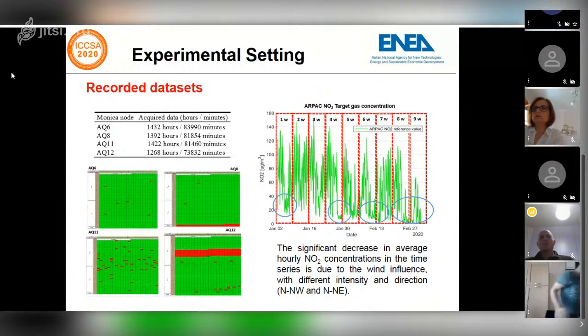In the figure on the right, we can see the NO2 concentration behavior, the target gas concentration provided by the ARPAC station, and it is possible to observe the specific events highlighted by the ellipses. We can see a significant decrease in average hourly NO2 concentration due to the influence of winds with different intensity and direction. This can influence the performances because we have a very low concentration value, very close to the limit of detection.